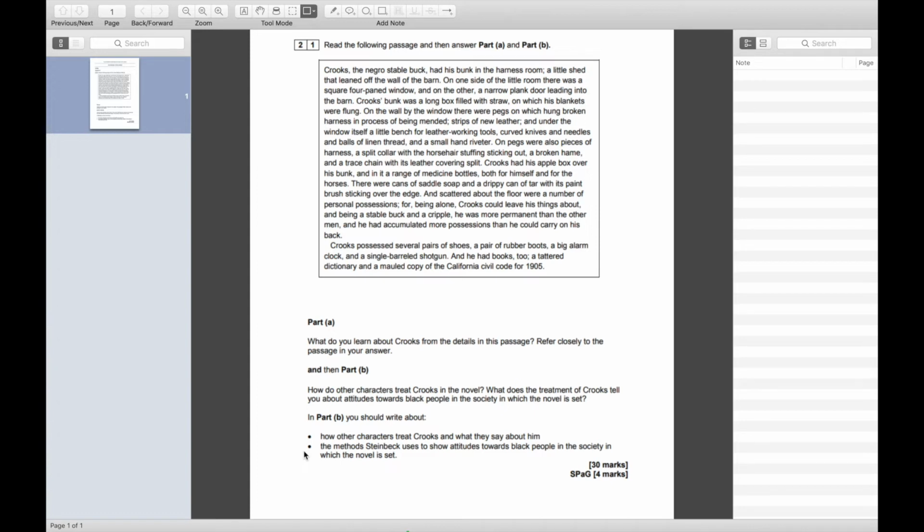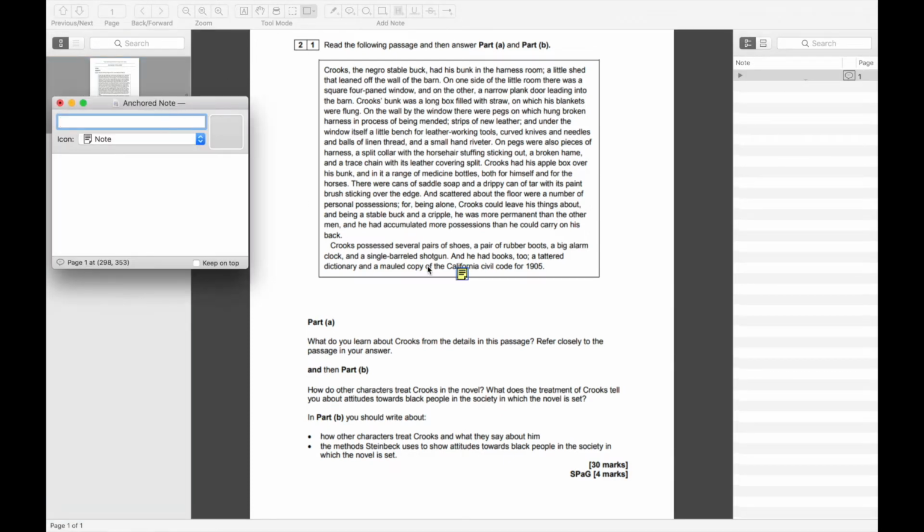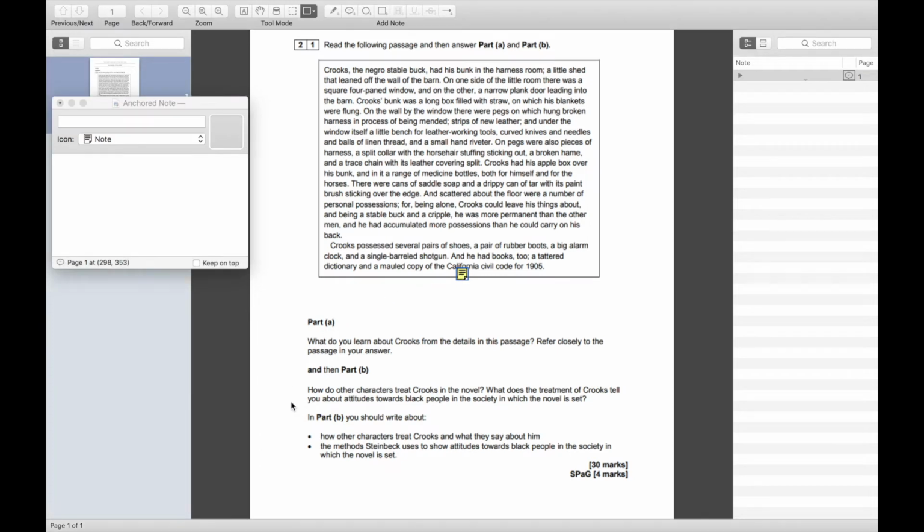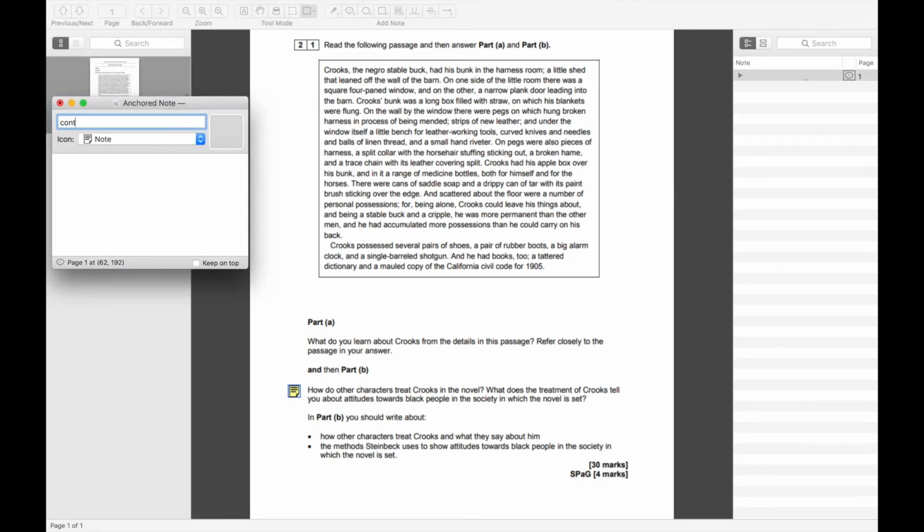Okay. So before we even use these ideas to annotate the actual question, we might want to think about what we know about this passage and about the context at the time. So the first thing I would probably do is make a note. Obviously if I was doing this on paper, I'd be doing this by hand. But let's have a think about the context and treatment of African Americans.